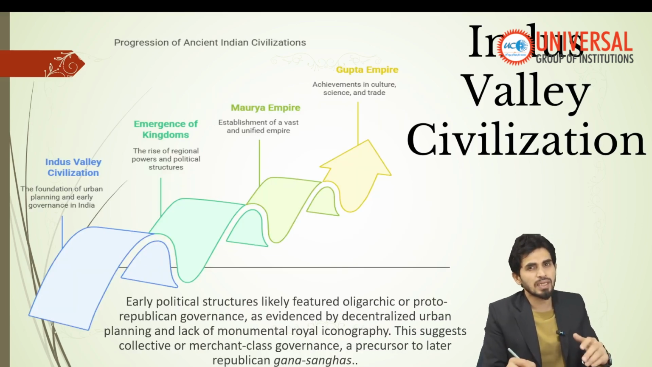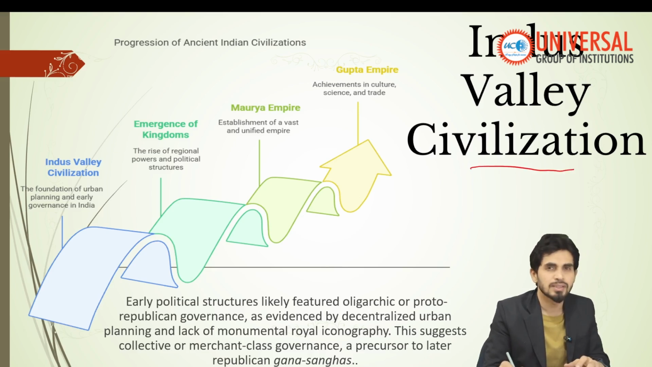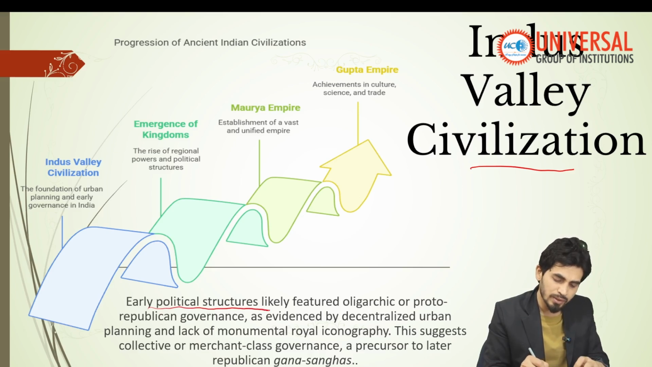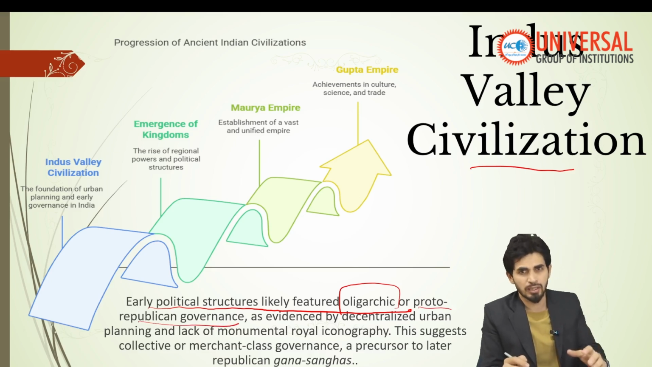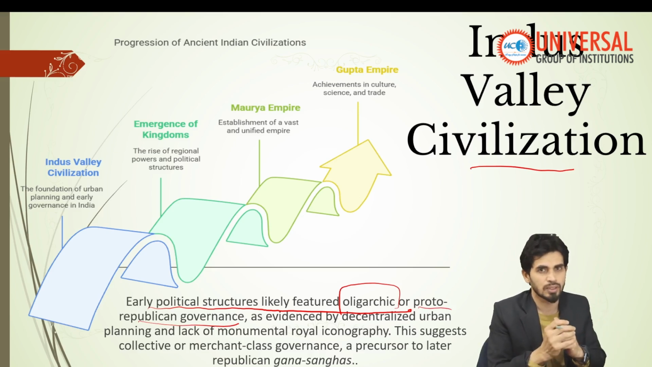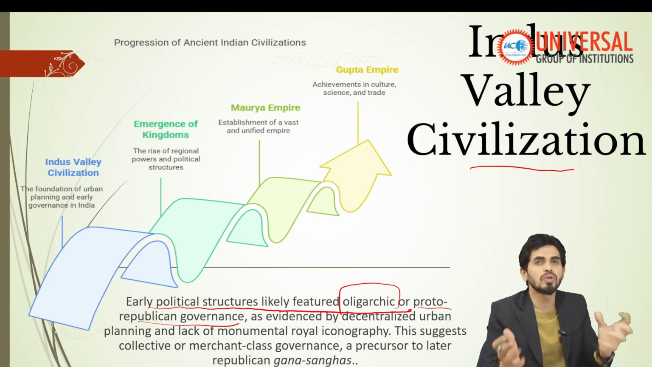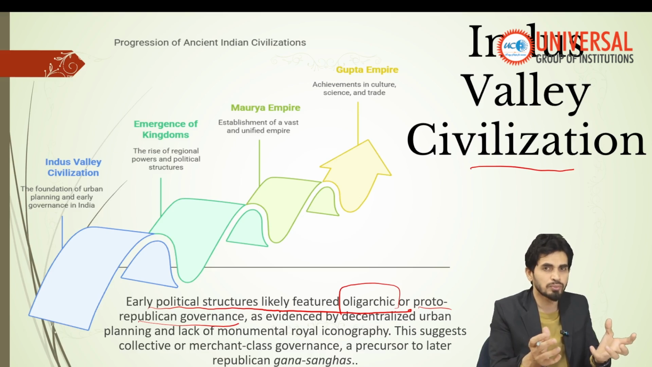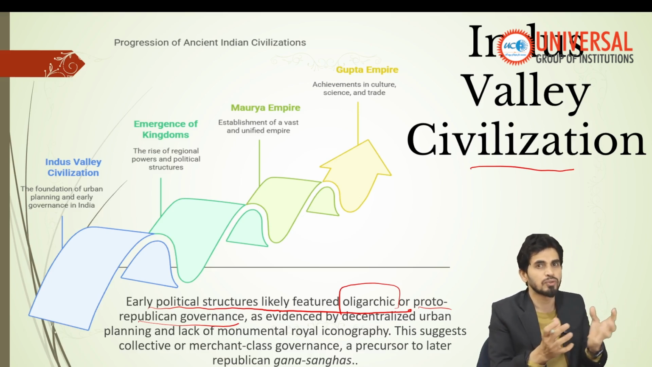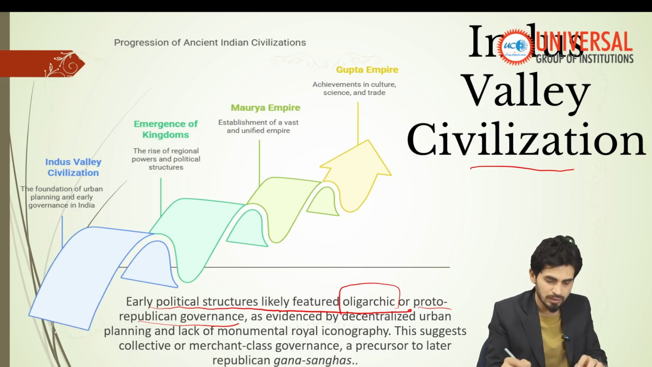So let us begin our political history with the Indus Valley Civilization, the ancient civilization of India. The early political structures we see here are oligarchic structure and proto-republican governance. So what is oligarchy, if you ask me? Oligarchy means a small group of people having control over a system or organization. And proto-republic means the initial rule-based society. So the rules would be made by a small group of people, and the people living in that society have to adhere to the rules, and that is proto-republican governance.